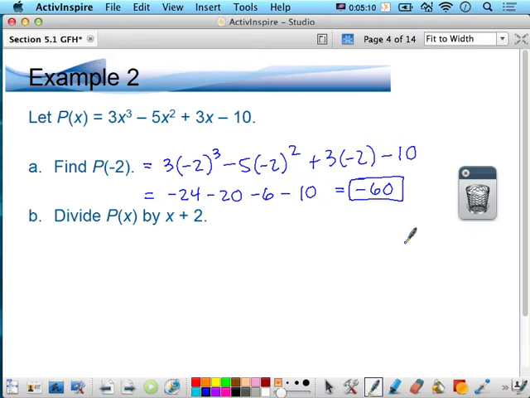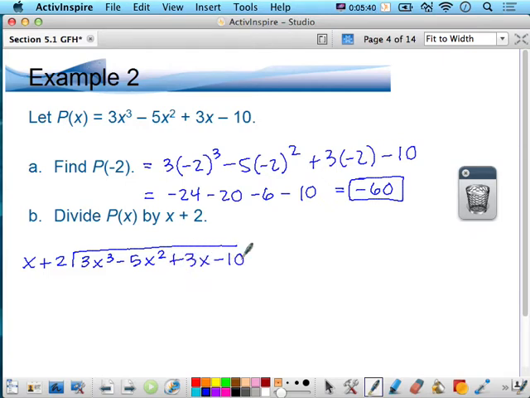Let's take a look at dividing p of x by x plus 2. If I divide p of x by x plus 2, and for now I'm going to use long division, even though synthetic division is an option, but let's do synthetic division a little later on. Let's review long division for a minute. If I take x plus 2 and make it my divisor, and I divide into my polynomial, 3x cubed minus 5x squared plus 3x minus 10.